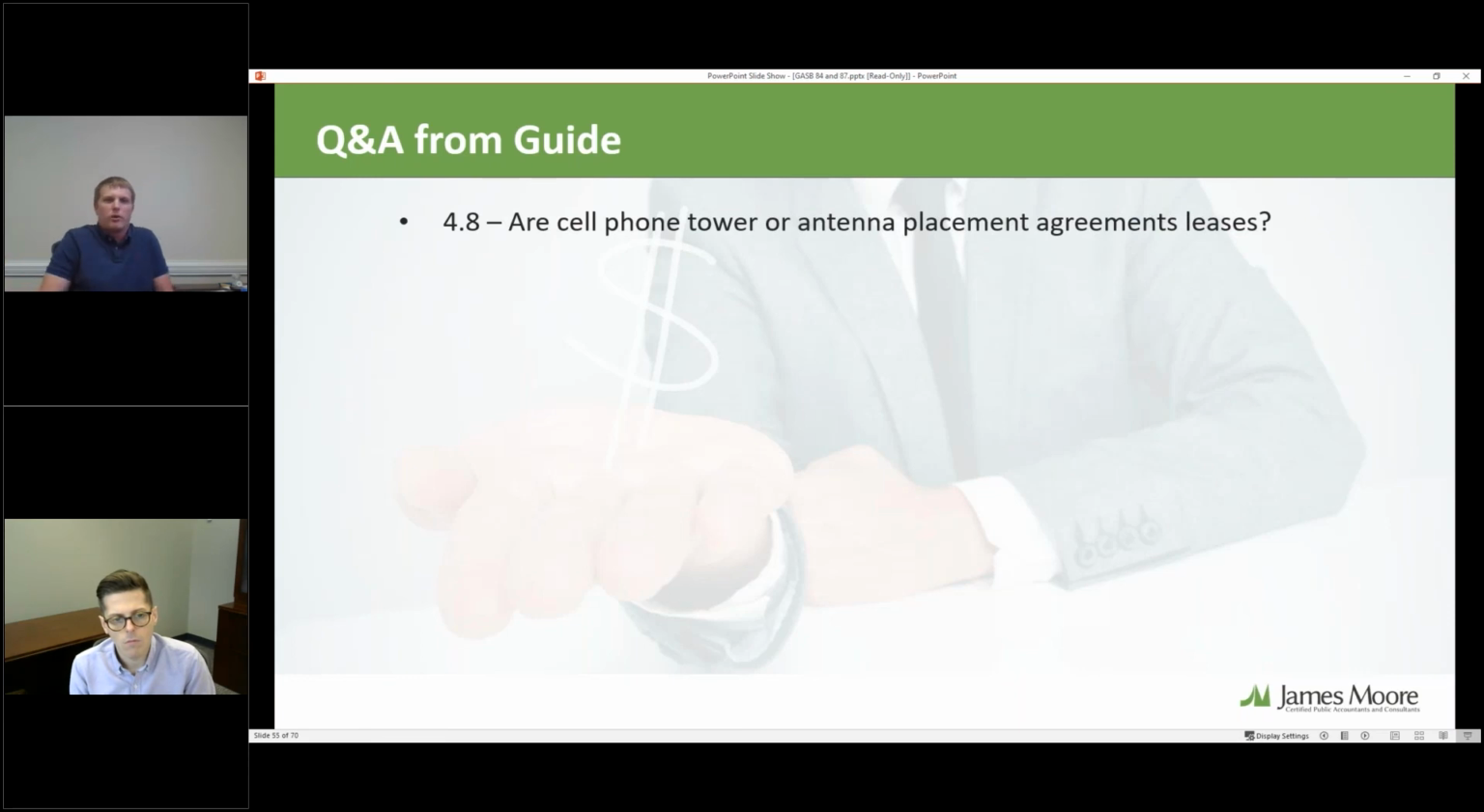So this is a pretty common question. Are cell phone tower or antenna replacement agreements leases? So pretty straightforward question. The answer isn't quite as straightforward, as this one is more of a maybe. Once again, we're going back to the definition of a lease. If the contract meets the definition of a lease, then yes, you'd be required to report it under GASB 87. If it doesn't, then no. So remember, we're looking at that control criteria and also the exchange criteria. If it meets both of those, then yes, it would be a lease.